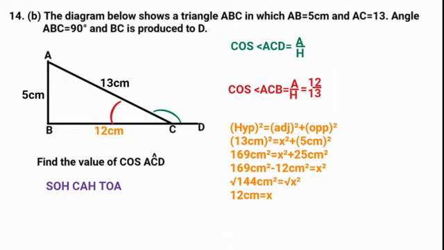Okay, so now we need to find the cosine for angle ACD. We have found the cosine for angle ACB. Now we need to find the cosine for angle ACD. So we're going to go back to where the cosine for angle ACD is, and we're going to write equal to.